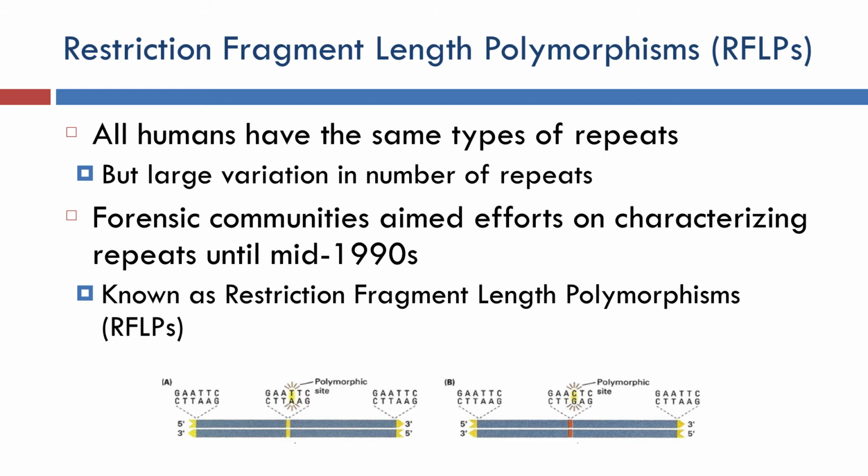Until the mid-1990s, forensic communities aimed their efforts on characterizing repeats. And this is known as restriction fragment length polymorphisms, which are also known as RFLPs.